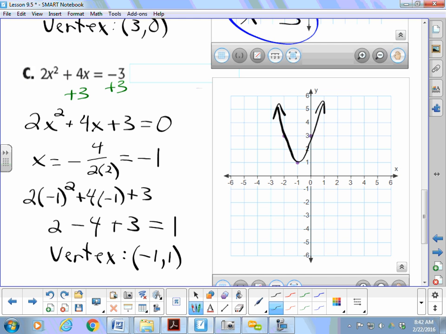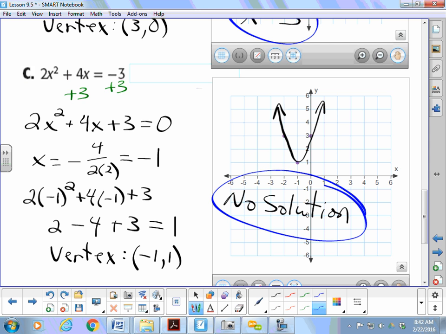Now here's the thing. As soon as I knew where the vertex was, I knew there was no real solution in this case. Because if the vertex is above the x-axis and it opens up because a is positive, there's no way it can go back down, right? Right, Sebastian? Okay. So there's no solution here, because the graph is never going to cross the x-axis.